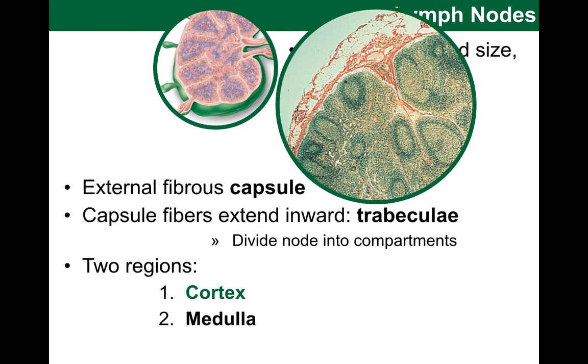Another thing that we see in the cortex is that there are abundant numbers of dendritic cells, which are closely associated with T and B cells. They play a role in activating both lymphocytes. So that is our cortex. Let's have a look at the medulla.